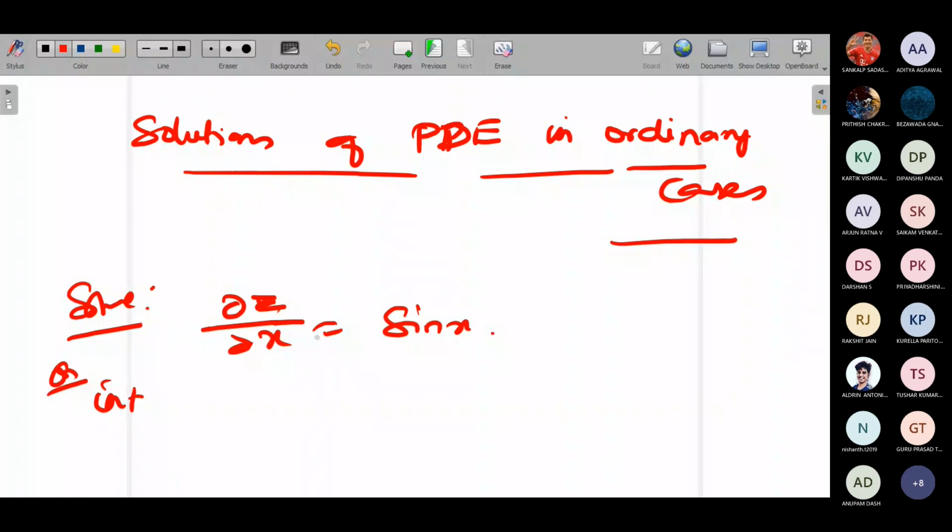Dou z by dou x is equal to sin x. So just integrate it. The integration of sin x will give you minus cos x plus the integrating constant. The integrating constant can be c, or it can be purely a function of y. Anything it can be. So you can write c or f of y. This is your solution for this equation.